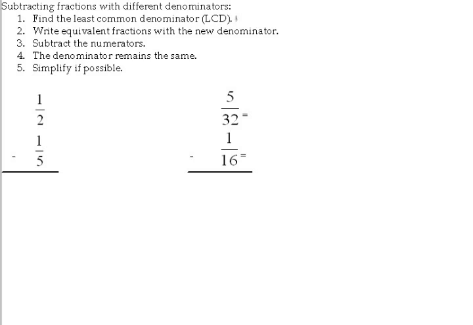First, we have to find the least common denominator. Then we write equivalent fractions with that new denominator. We subtract the numerators. The denominator remains the same, and our last step is always to simplify if possible.